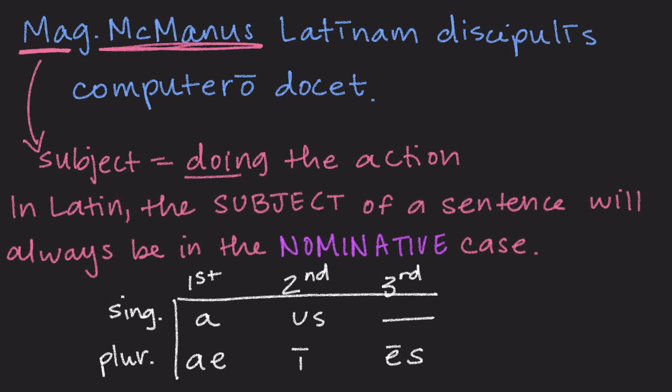Our first declension nominatives are a and i. Second declension, us and e. Third declension has many nominative singular endings, so we're not going to list them all. And then in the plural, it's long es. This one, Magistra McManus, is of course our second declension singular.